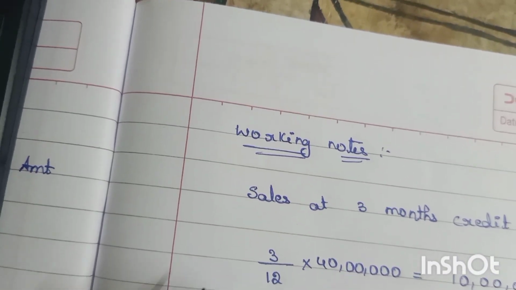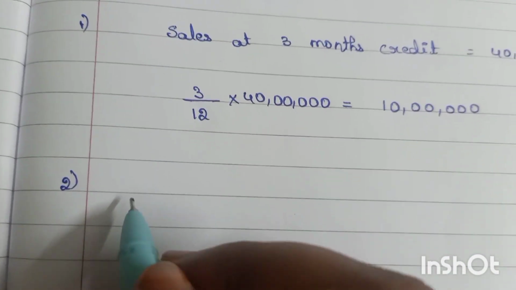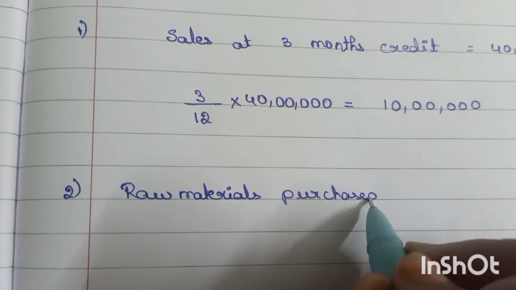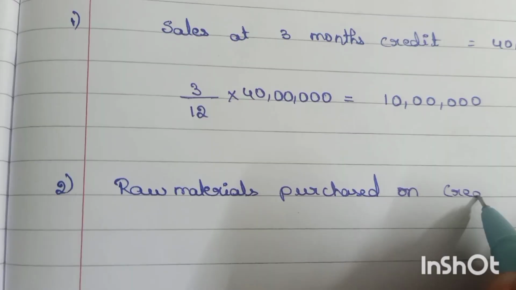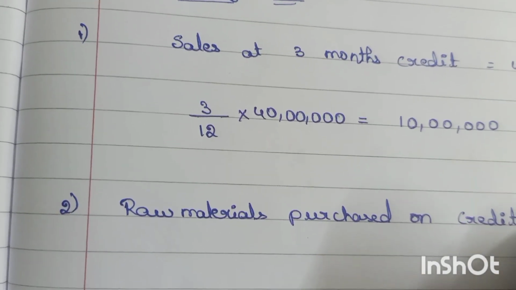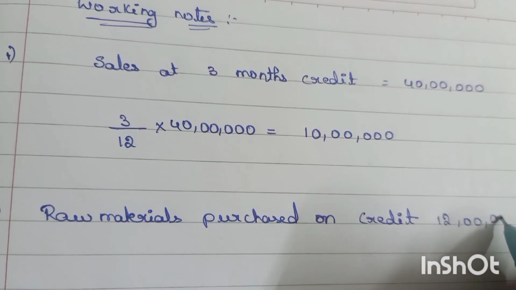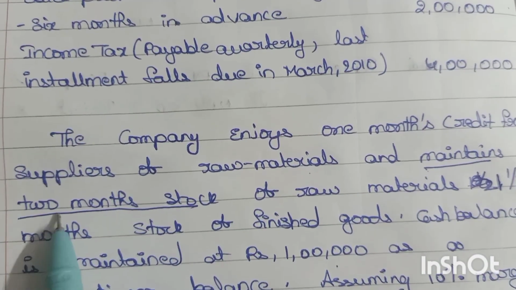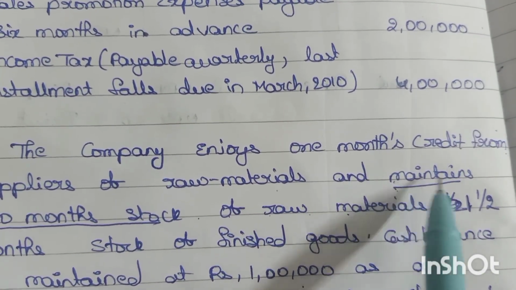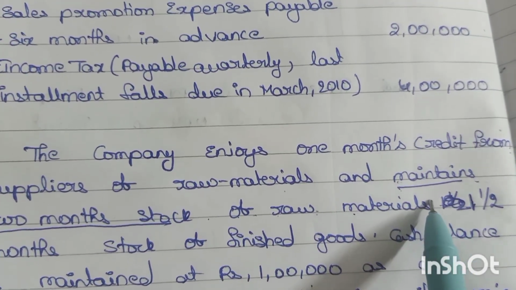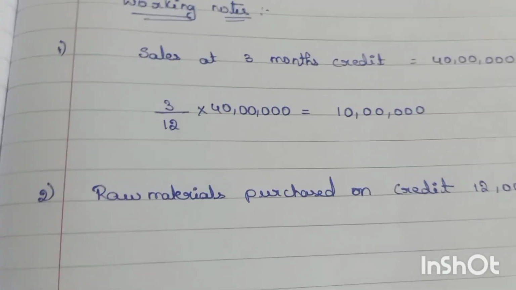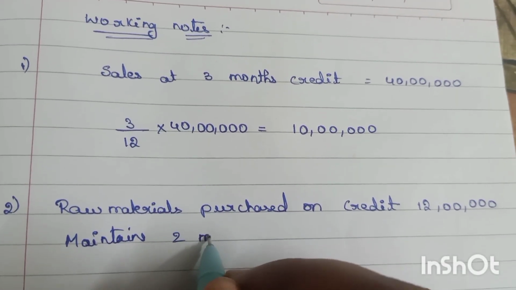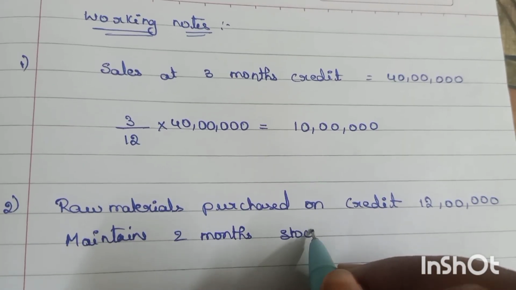Next one, the second one, is calculating the raw materials purchased on credit. The statement given is that the firm maintains 2 months stock of raw materials. So the purchase is done on credit for 2 months. Where is it maintained? It is in the stock. Maintains 2 months stock of raw material.